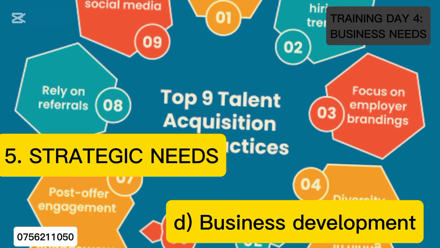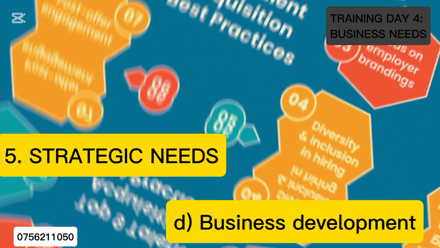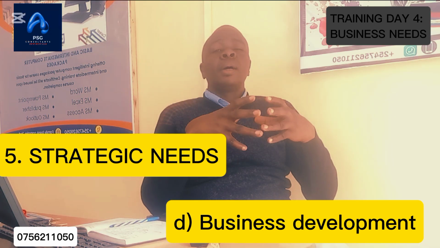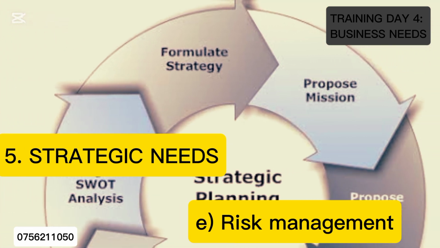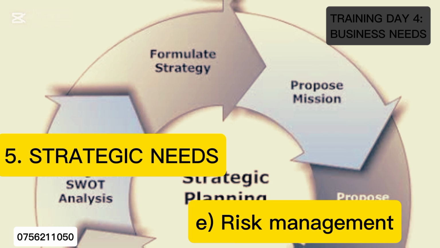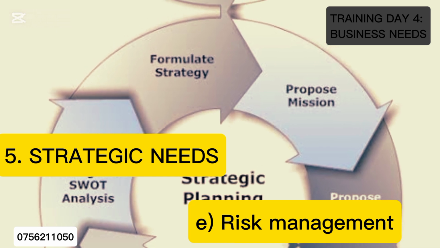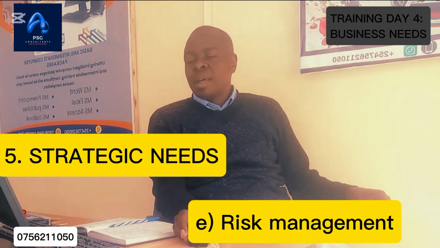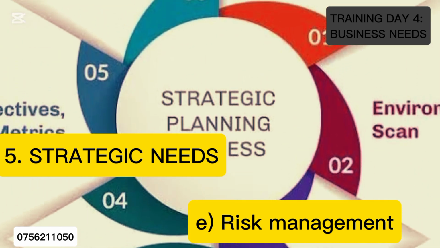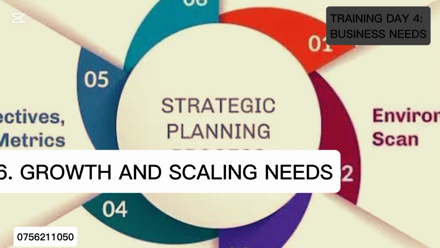D, business development, expand into new markets or customer segments if possible. And E, risk management, identify and mitigate risks that could harm the business. Number 6, which is the last one that you need to do, that is part of business needs, is growth and scaling needs.